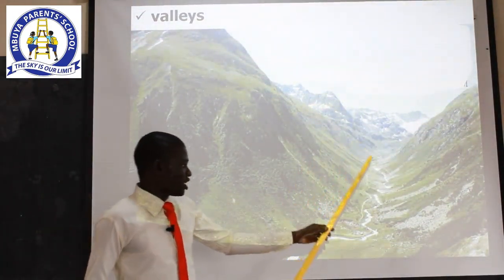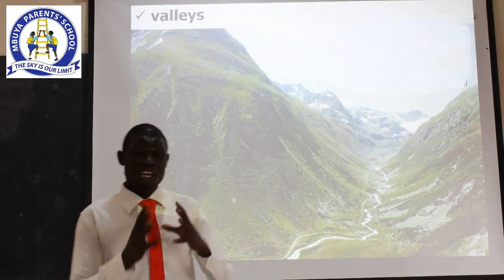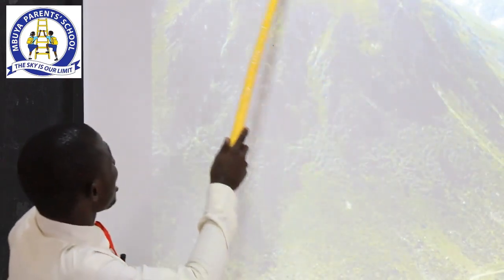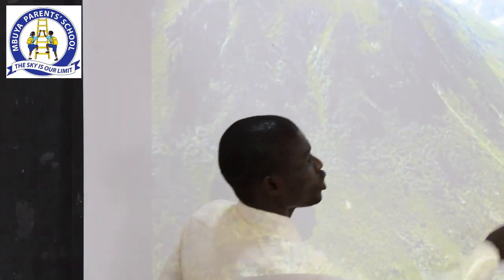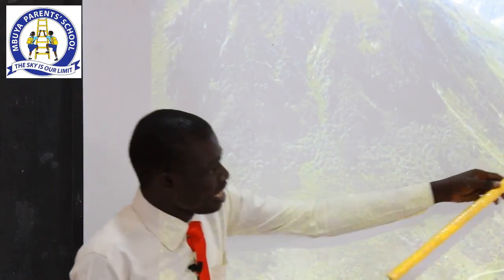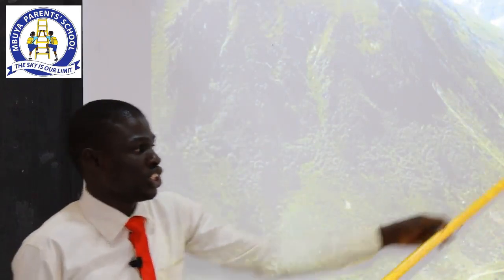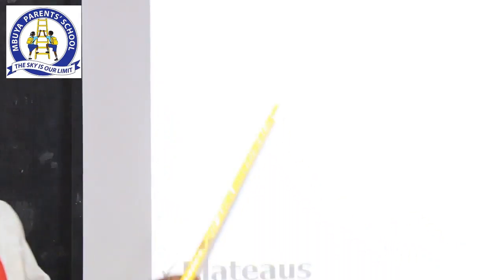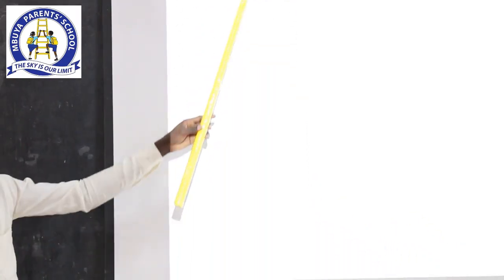Let me emphasize something here. In primary 3, we said that a valley is a lowland between two hills or mountains. And as you can see in this picture, this one is a hill, and the other side also there is a hill. And in between them, there is a lowland. And this lowland is the one we call the valley. Are we together? Let's move on. The plateaus.